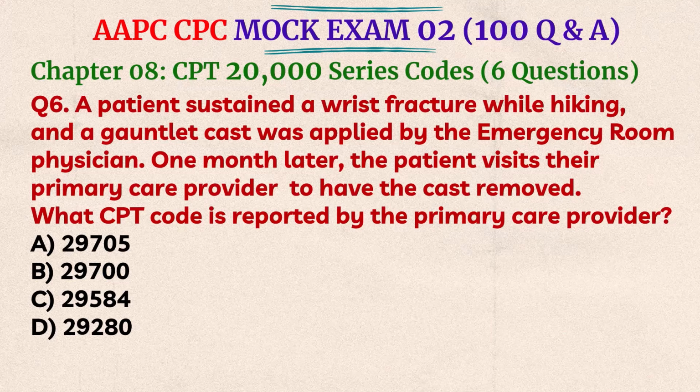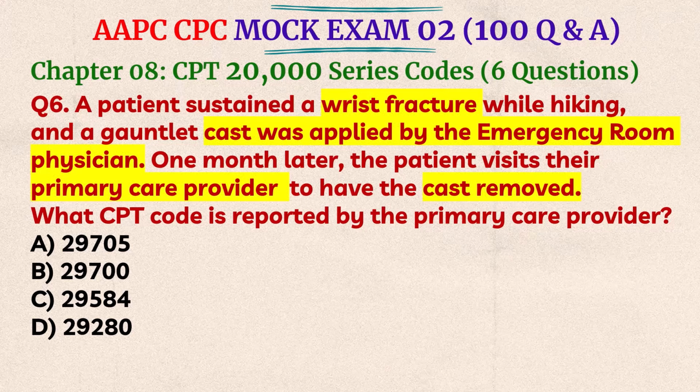Question number 6. A patient sustained a wrist fracture while hiking and a gauntlet cast was applied by the emergency room physician. One month later, the patient visits their primary care provider to have the cast removed. What CPT code is reported by the primary care provider? There are 4 answers available. Take your CPT code book and find the answer.